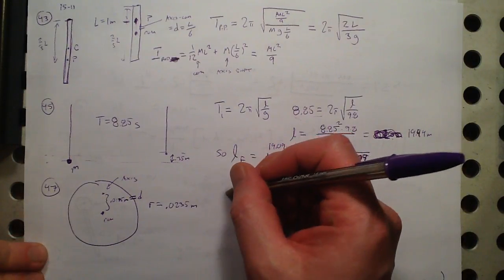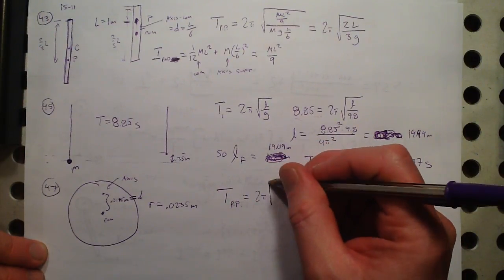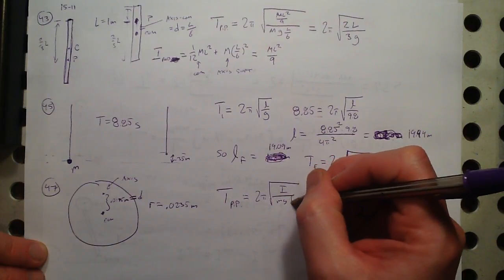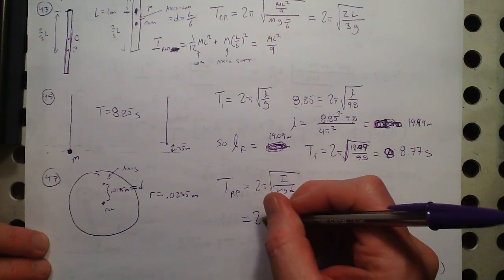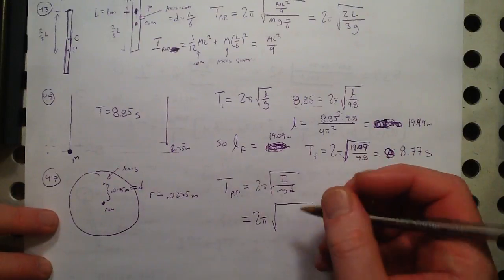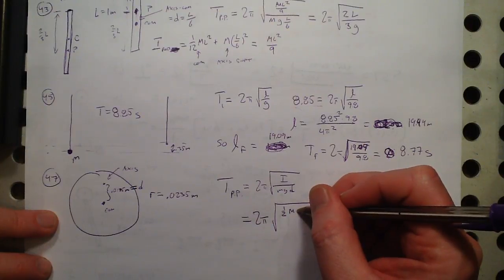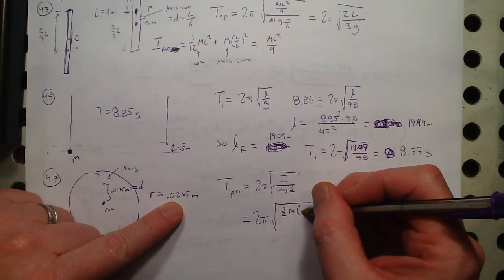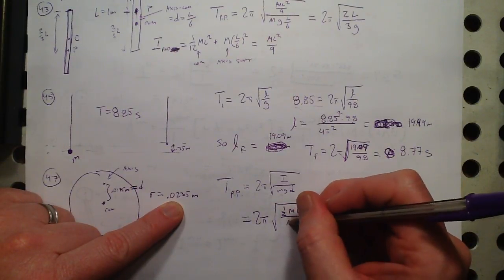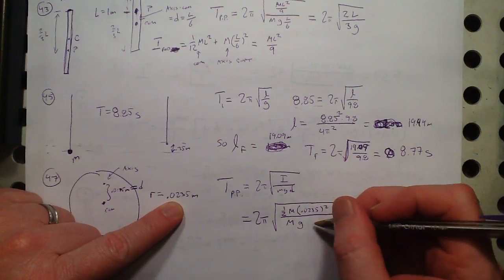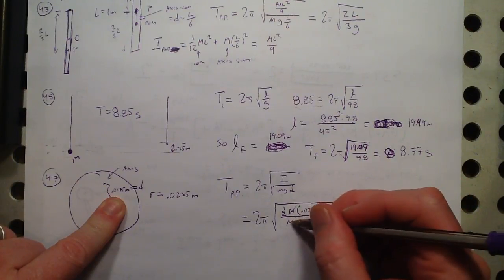So the period of a physical pendulum is 2 pi times the square root of I over mgd. So let's see, 2 pi times the square root of the rotational inertia of a disk, which is 1/2 m r squared, over m g d. And sure enough, the masses cancel out.